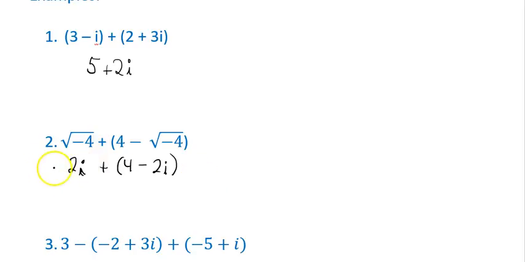I don't have a plain number with this, so it's like a 0. So 0 plus 4 would be 4. And then 2i plus -2i would be gone because those cancel each other out. So this actually just became 4 as an answer.